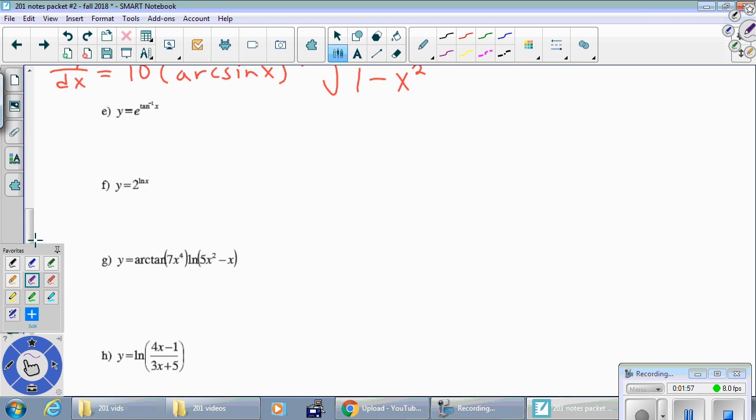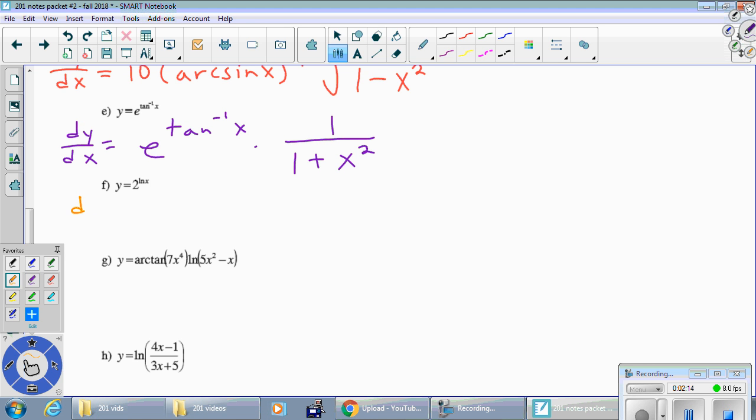E. This one is of the form e to the stuff, and the derivative of e to the stuff is e to the stuff, times the derivative of the stuff. The derivative of inverse tan of x is 1 over 1 plus x squared.